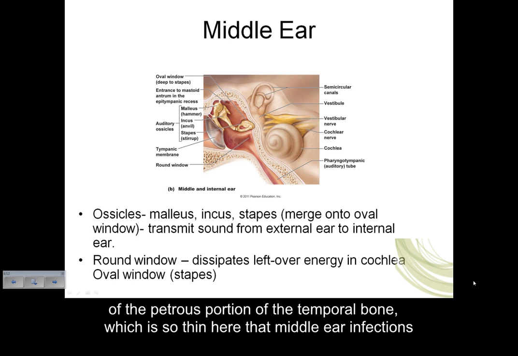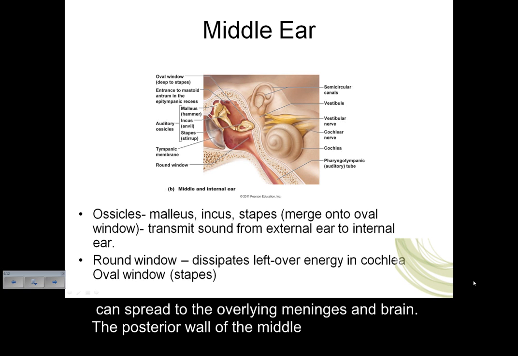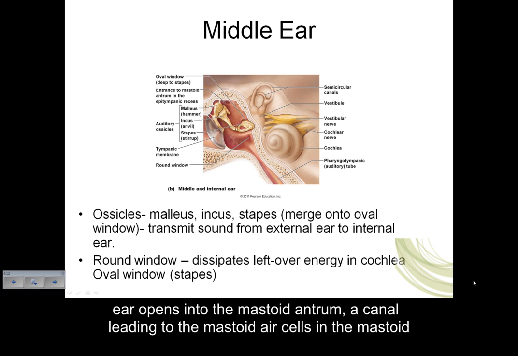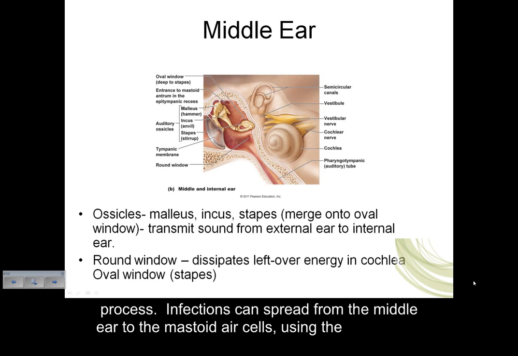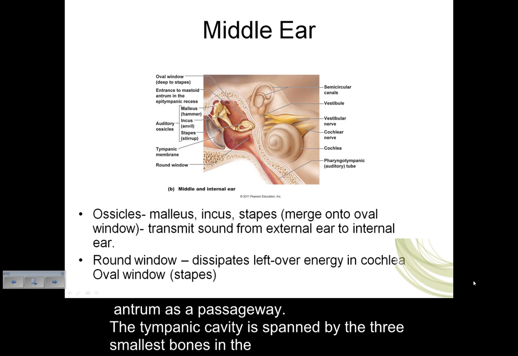Its superior boundary is the roof of the petrous portion of the temporal bone, which is so thin here that middle ear infections can spread to the overlying meninges and brain. The posterior wall of the middle ear opens into the mastoid antrum, a canal leading to the mastoid air cells in the mastoid process. Infections can spread from the middle ear to the mastoid air cells using the antrum as a passageway.